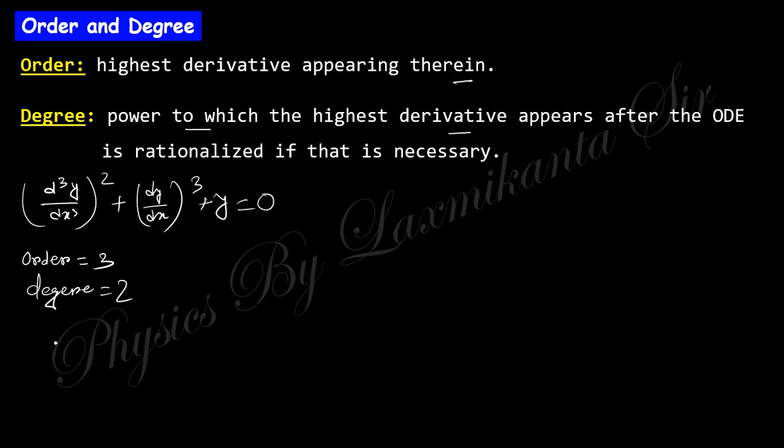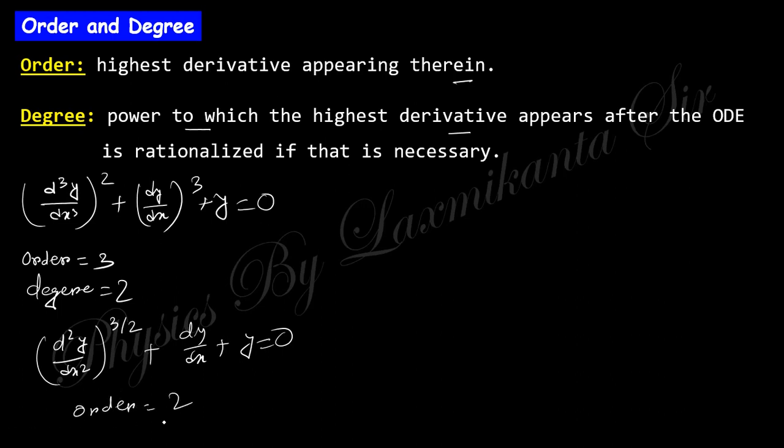Very simple. Suppose you have an equation like that, with the second derivative whole to the power 3 by 2 plus dy/dx plus y equals 0. So what is the order? Order you can see easily, that is 2. And what is the degree? You need to convert it into polynomial form, so the degree will be 3. You need to square the total term, then after that you will get the degree 3. I think that is clear.